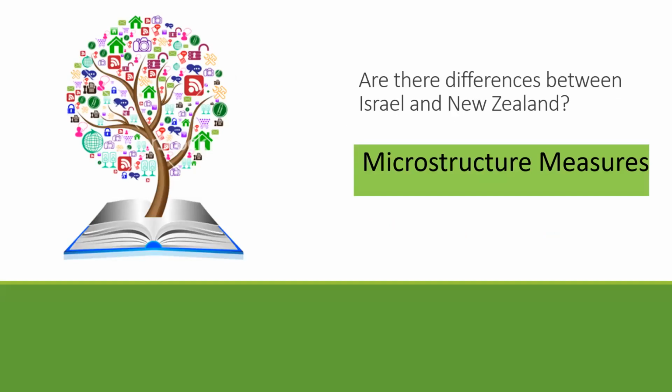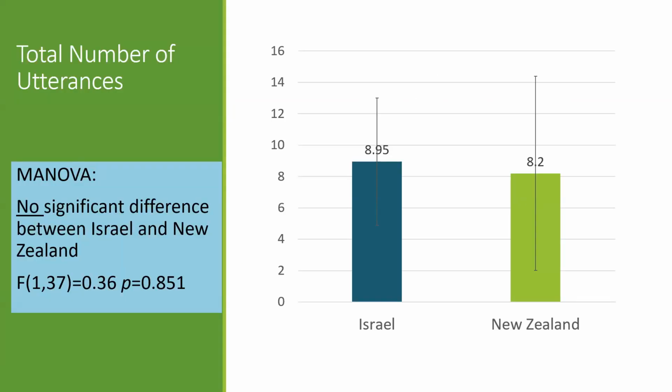So the first question was, are there differences between Israeli and New Zealand narratives regarding the microstructure measures? Here we can see the total number of utterances that were produced by the Israeli children and the New Zealand children. We can see that Israeli children used more utterances than the New Zealand children. However, the difference between the groups was not significant.